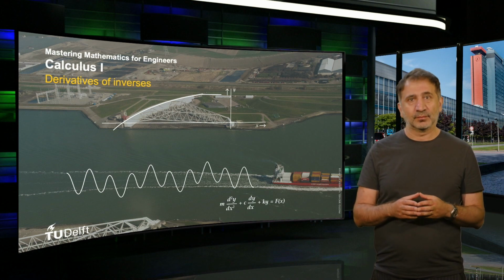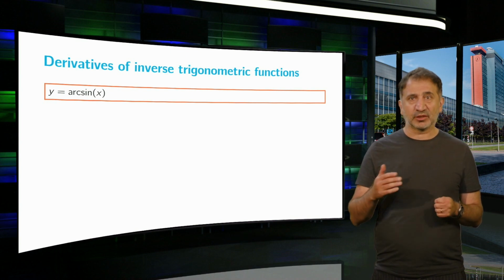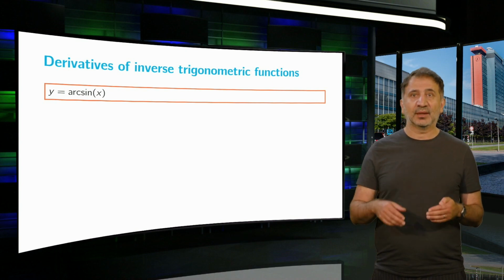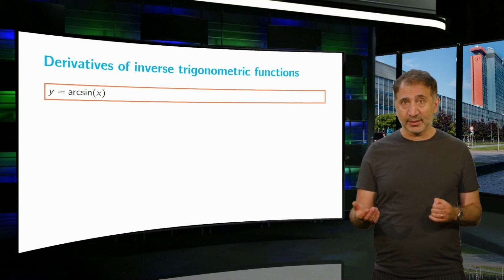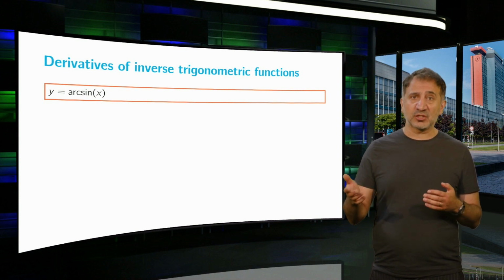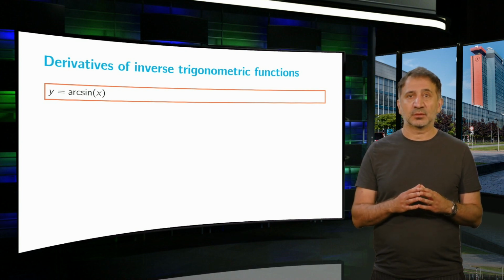Welcome back again. We are now going to combine our knowledge of implicit differentiation with our knowledge of inverse trigonometric functions from the previous week to obtain the derivative of the arcsine, the derivative of the arccosine, and the derivative of the arctangent function. We start with the arcsine function.